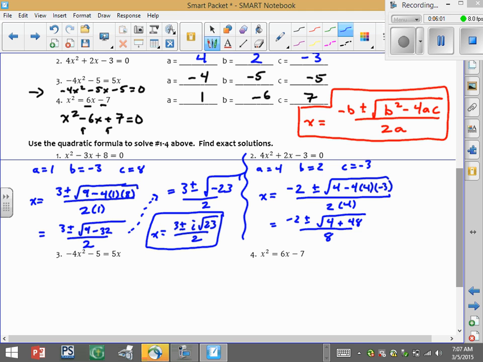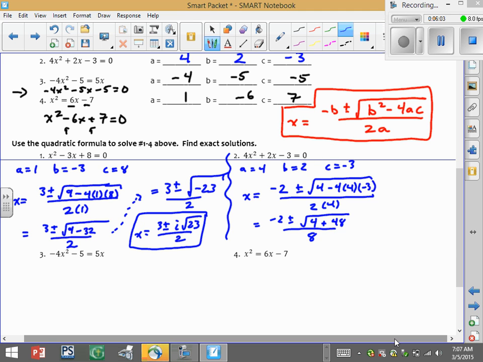All right, and so now it's just a matter of cleaning this thing up. Let's simplify what we can simplify. So I'll bring it up here. So we have negative 2 plus or minus, well, 4 plus 48 is 52 over 8. And now let's see what we can turn 52 into.